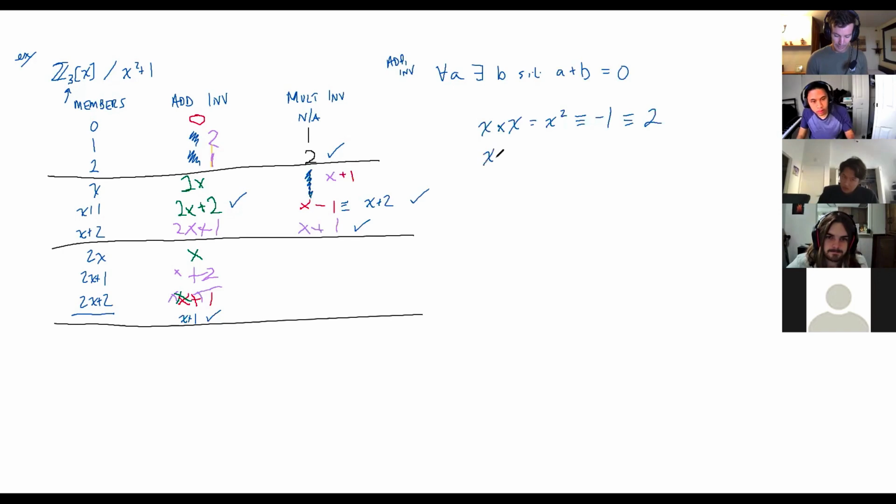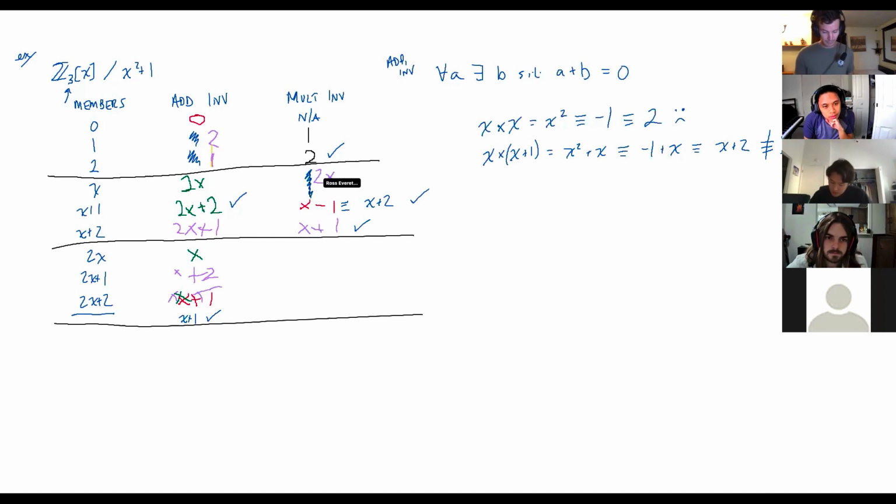So if we do x multiplied by x plus 1, then we get x squared plus x. The x squared is equivalent to negative 1 plus x. And this x minus 1 is equivalent to x plus 2, which is not equivalent to 1. So this is a frowny face. This is also a frowny face. There we go.